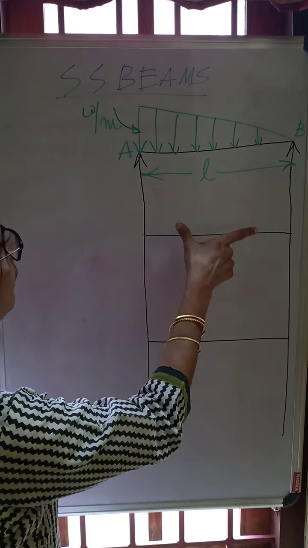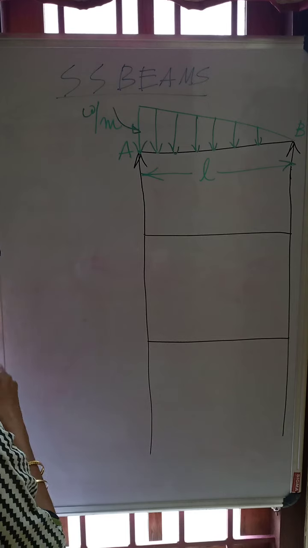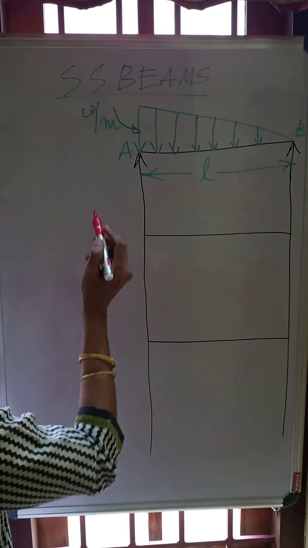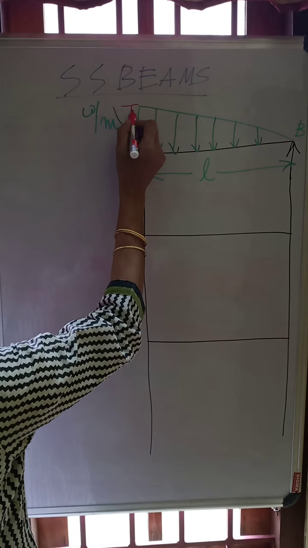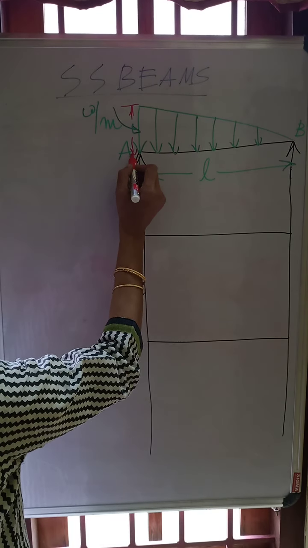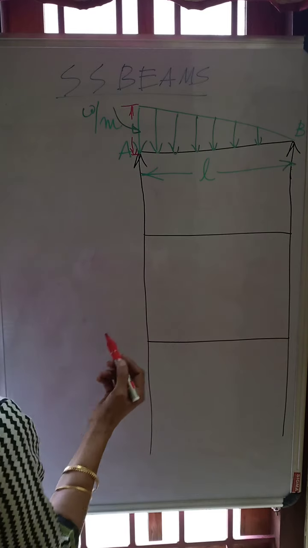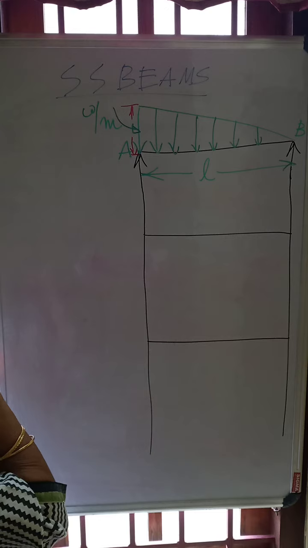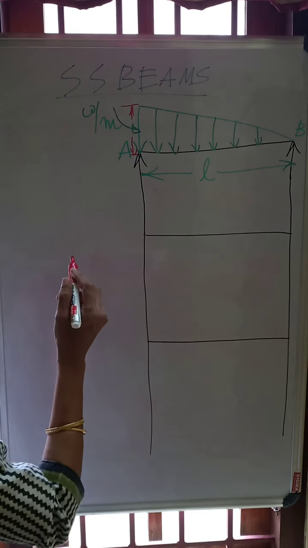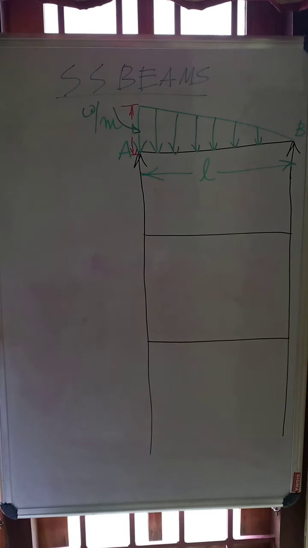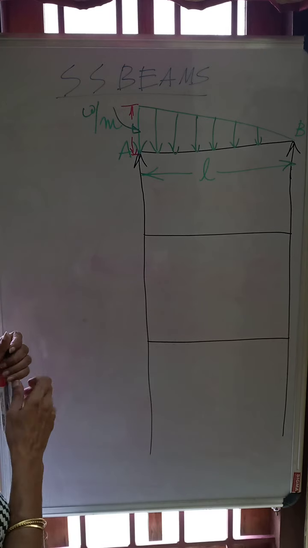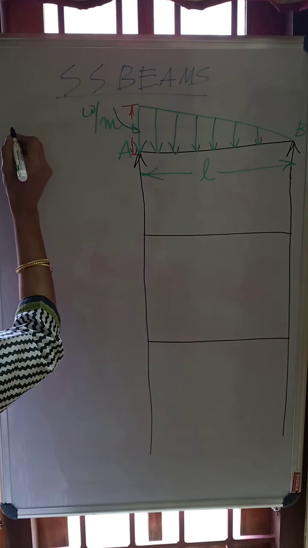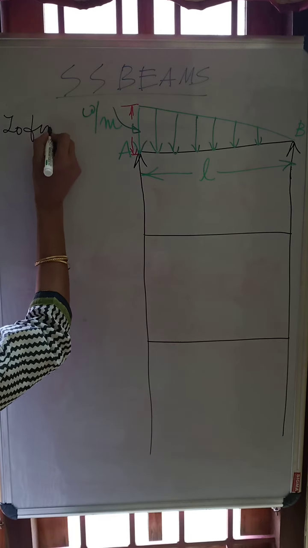This is a simply supported beam AB of span L. It is going to carry a uniformly varying load with intensity small w per meter at support A to 0 at support B. So how to calculate the SFD and BMD for this? As per this, whenever you get a simply supported beam, you are going to calculate the reactions first. So first of all, to find reactions.